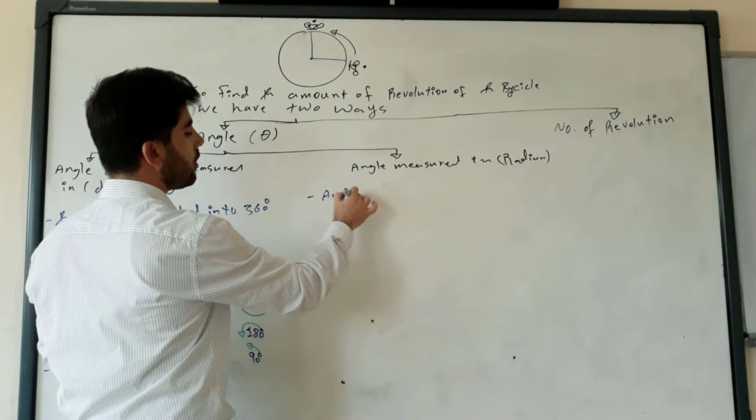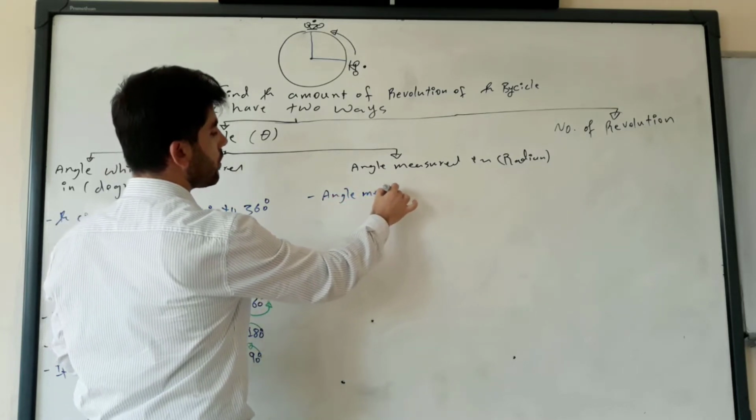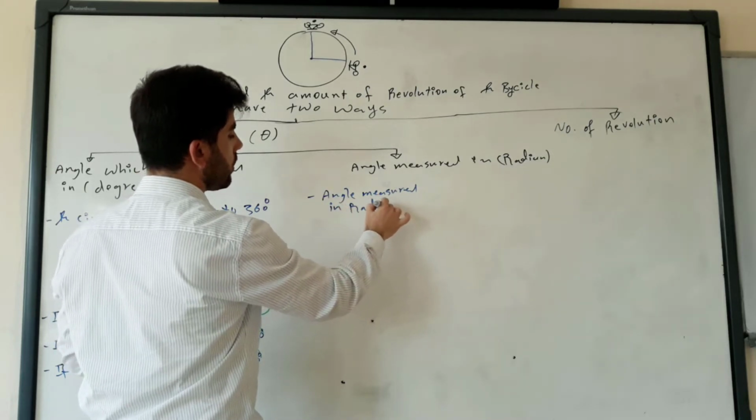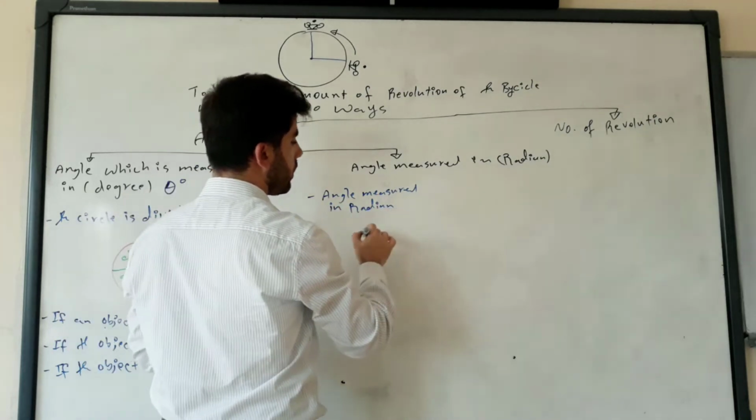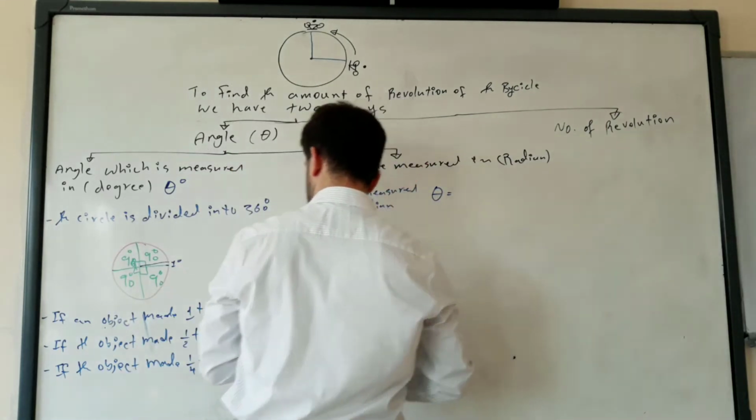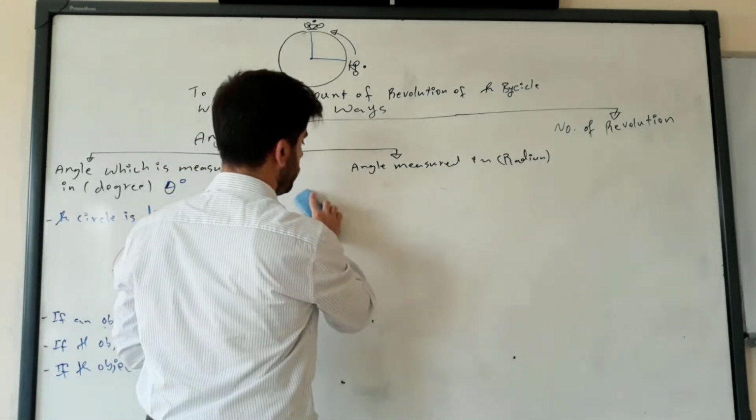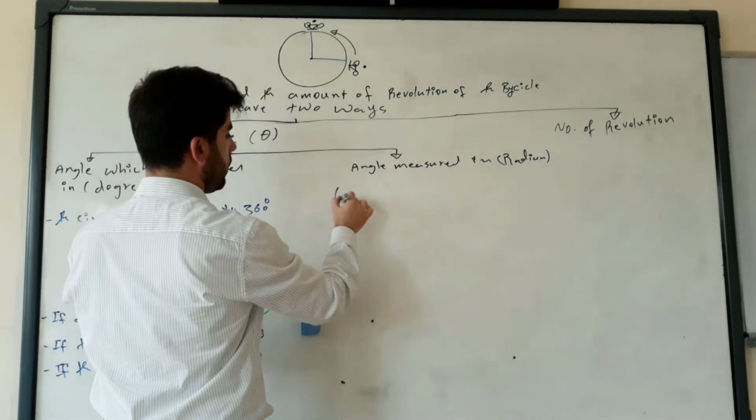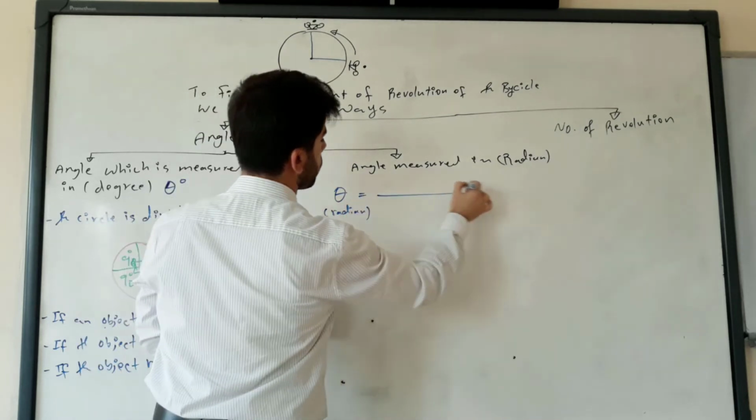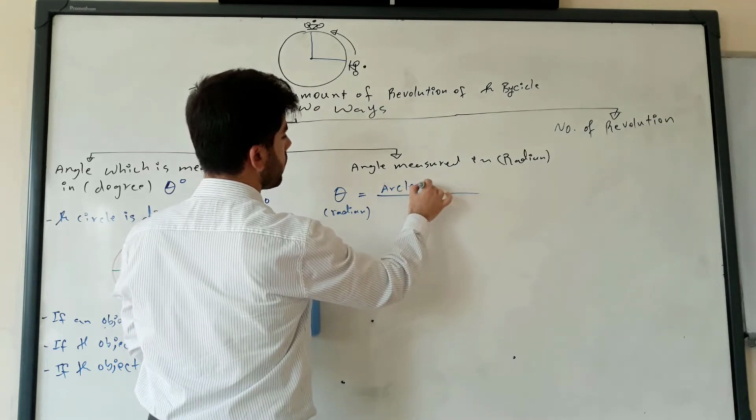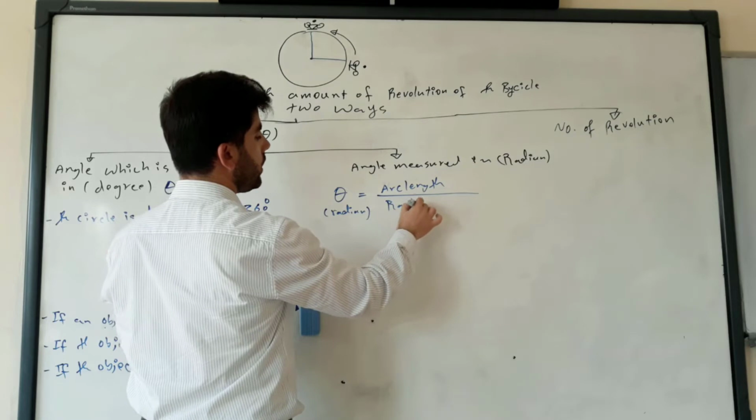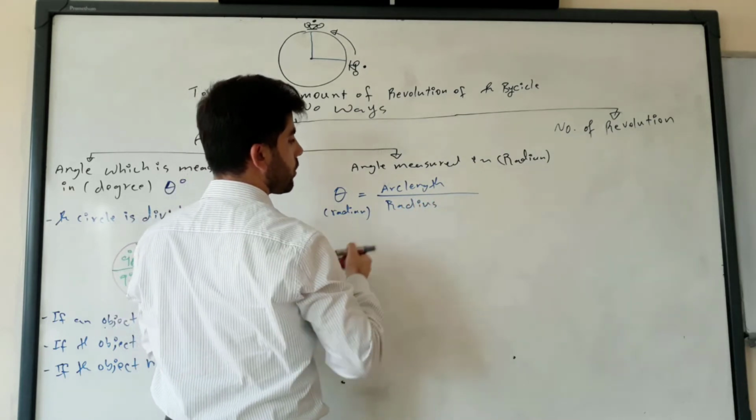Angle measured in radian. Theta is equal to, or if I tell you the equation that can be used to determine the angle, this is theta measured in radian, it's equal to the arc length traveled by the object divided by the radius of the circular path.